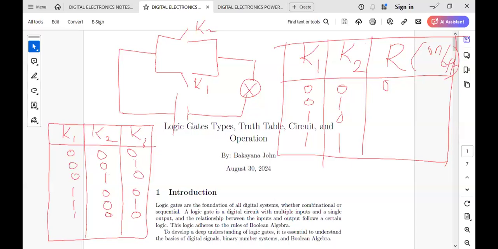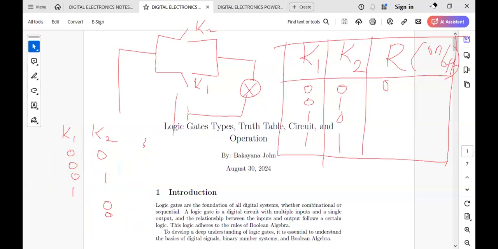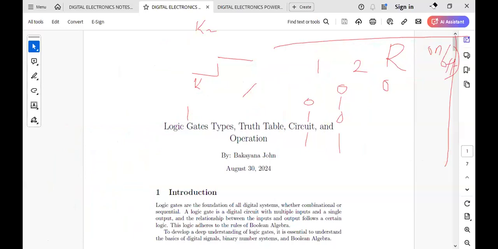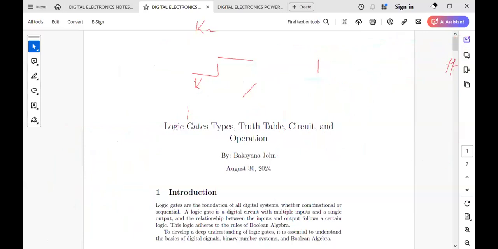So, are you writing? Let me first check whether it's accepted. I'm not accessing the pencil. Okay, let me first stop sharing, then you can share. Let me open this. Don't disturb.